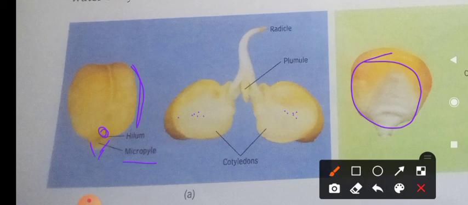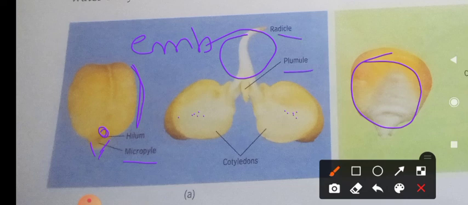Yes. The baby plant inside the seed is called the embryo. The baby plant inside the seed, this one, is called the embryo. Okay, you understood what is embryo? And it bears the radicle and plumule. Radicle and plumule are responsible for the growth of the plant from the seed. They are present inside this embryo. This is about the dicotyledonous plants.